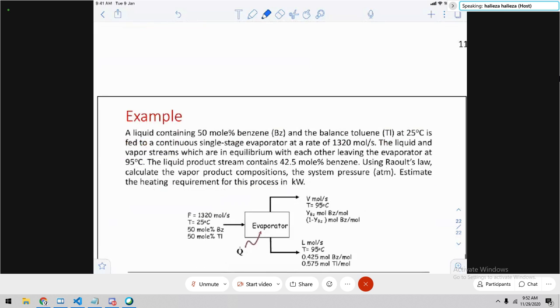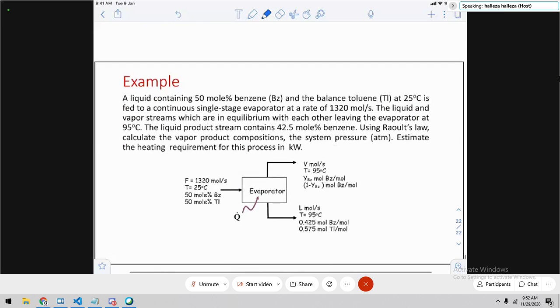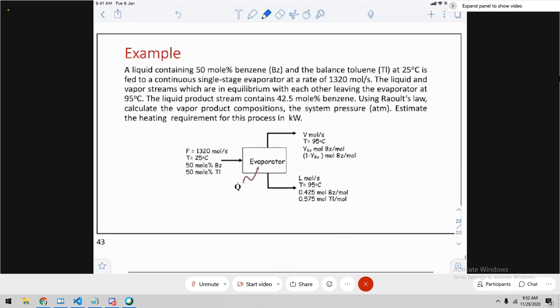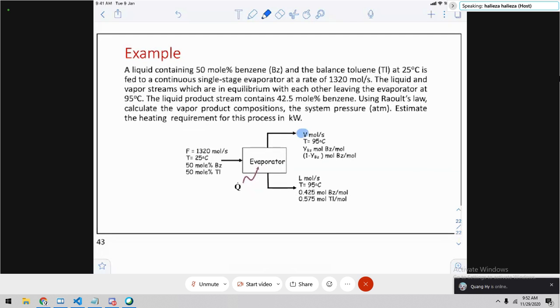There's another example. This is similar to what we have done just now, benzene and toluene. Okay, guys, it's very similar, in fact. You would need to find V, you need to find L, and then you estimate the heating. Now you have an extra problem to solve for, the mole fraction. That's a bit complicated here. You need to solve for the vapor composition.